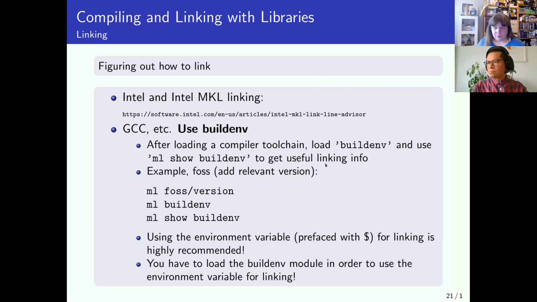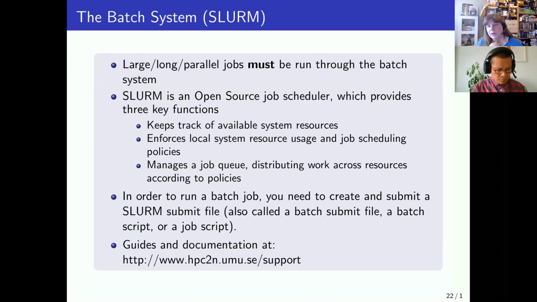you load a compiler toolchain, and after that you load buildenv. And if you say ml show buildenv, it will give you a long list of all the variables that are now accessible. And that tells you linking info. It is highly recommended to use the environment variable, which you preface with a $ sign, for linking. Remember, you have to load the buildenv module in order to do that. And I will show that when the file system is again available.